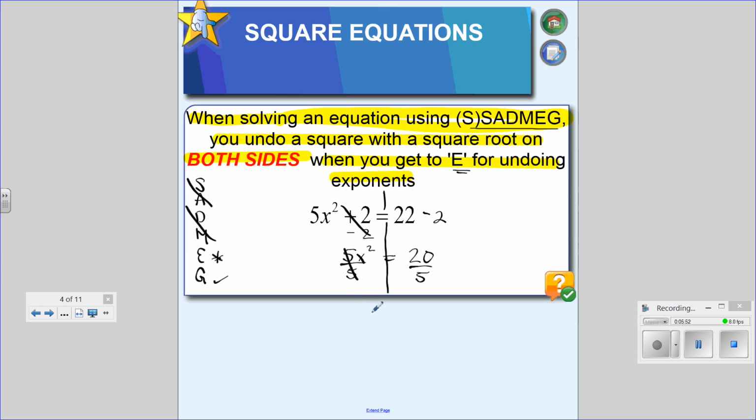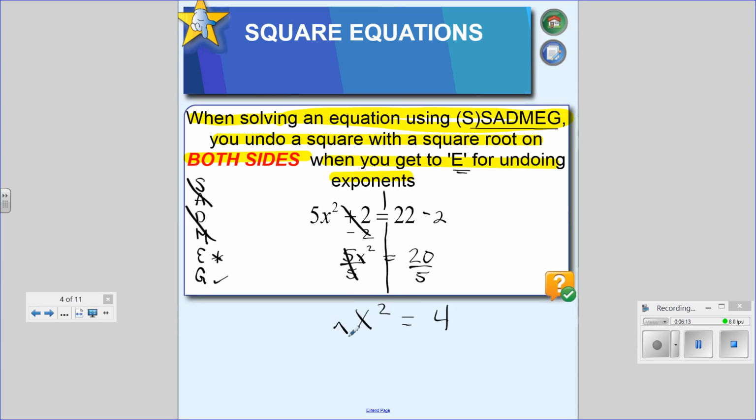Now my equation, here's what it looks like. x squared equals 20 divided by 5. x squared is equal to 4. Now this is where it gets new, right? How do you undo a square? Well, if you refer back to this note that's up top, you undo a square with a square root. So I'm going to square root both sides.